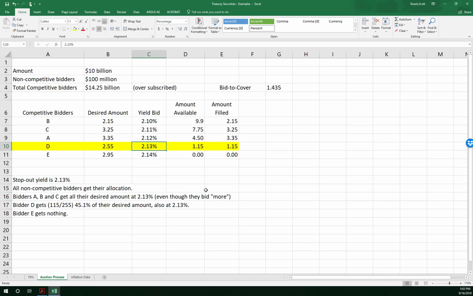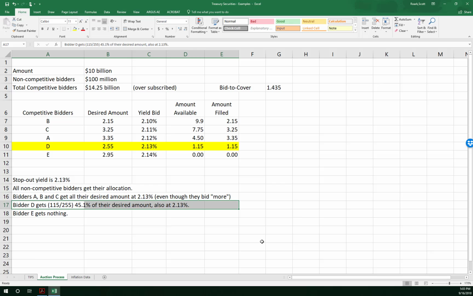And one last thing to note here is that they didn't get all that they wanted. They only got 1.15 billion out of the 2.55 billion that they desired. So the bidders in Group D only got, down here in this note, 45.1% of their desired amount. So if I was a bidder lumped into that Group D, I bid on $100 million worth of securities, and my bid was 2.13%. I'm only going to get $45.1 million of treasuries at this auction.